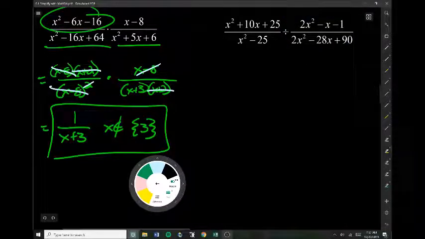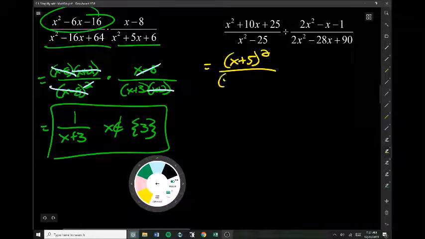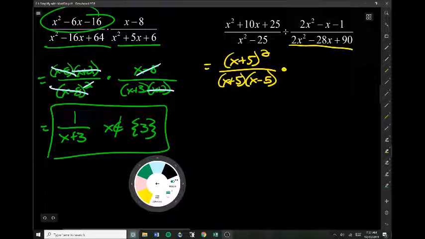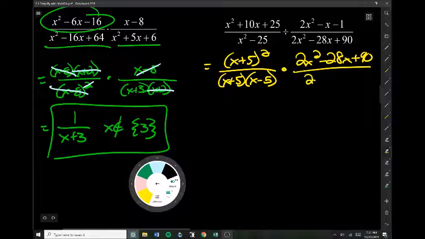I'm going to factor the top left as I do. So the top left is x plus 5 squared. The bottom left is the difference of squares, x plus 5, x minus 5. On the top, I'm going to flip this over and factor it, but I guess I'll do the flipping first just to not get too confusing. So I have 2x squared minus 28x plus 90 over 2x squared minus x minus 1.